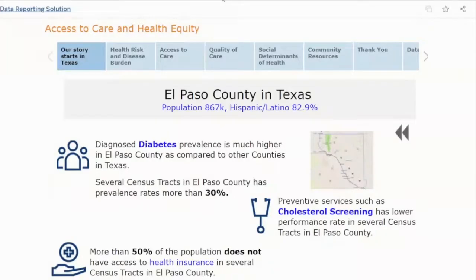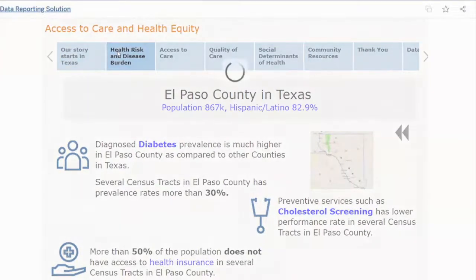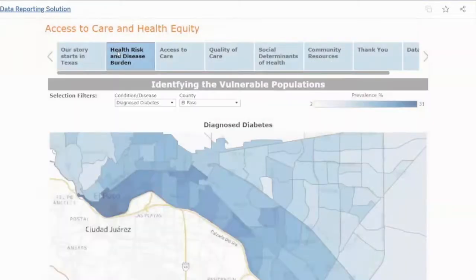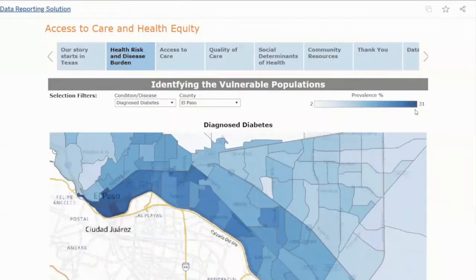To begin the demo, we're going to use the tabs on the top of the storyboard to access each of these dimensions of health equity. The first dimension that we're going to look at is health risk and disease burden. When we click on this tab, this is going to take us to a view where we're going to be able to see prevalence rates for diabetes at a census tract level. Darker blue census tracts have a prevalence rate up to 31%. Lighter blue census tracts have a prevalence rate down to 2%.